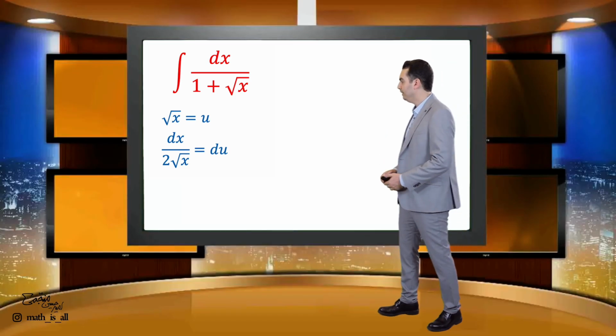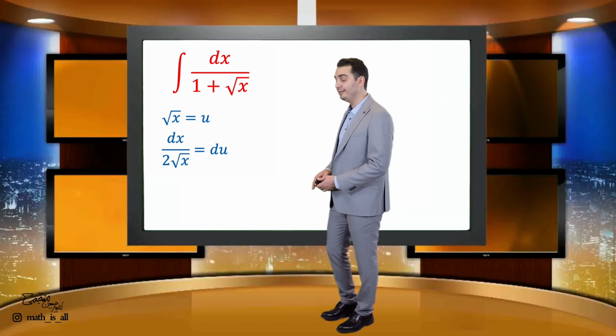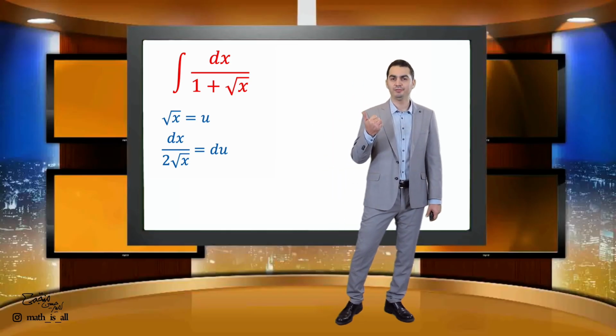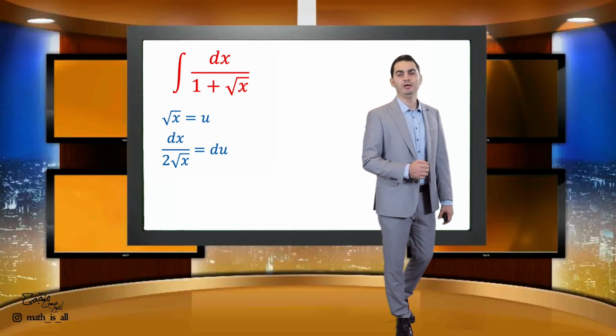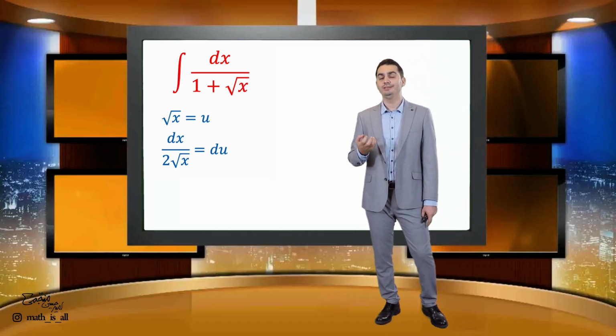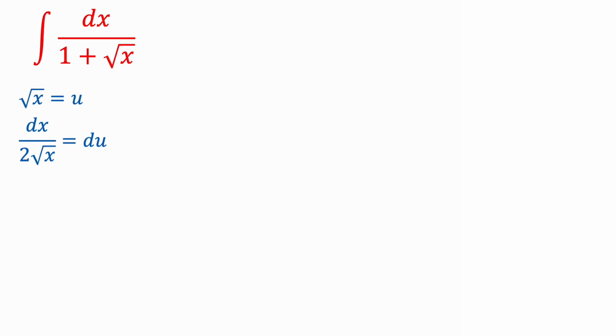What does that imply? We set u as the square root of x. Its differential is dx over 2 times the square root of x. So that square root term in the denominator is simply u again. So if I let u be equal to the square root of x, then by taking the derivative, we see dx divided by 2 times the square root of x.